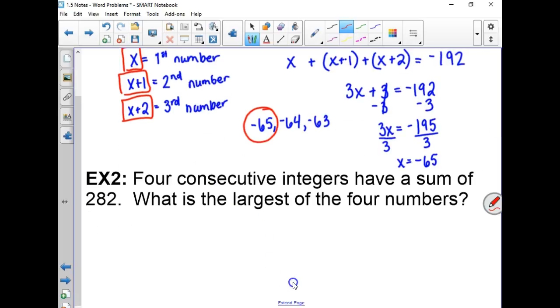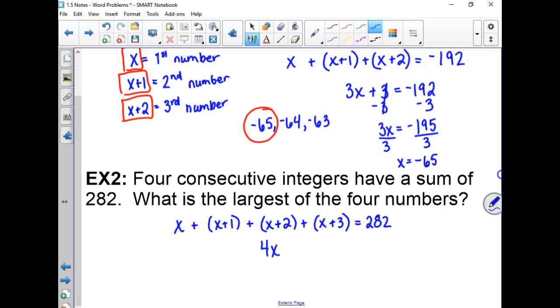Our next problem that we have here is similar, but this time we have four consecutive integers, and they have a sum of 282. So in this case, our first number is x, our next number is x plus 1, the next would be x plus 2, and then finally our fourth number would be x plus 3. So if we add all of those together, we should get 282. So x plus x plus x plus x, if we combine all four of those x's, we get 4x. If we combine 1, 2, and 3, we get 6. And this is going to equal 282.